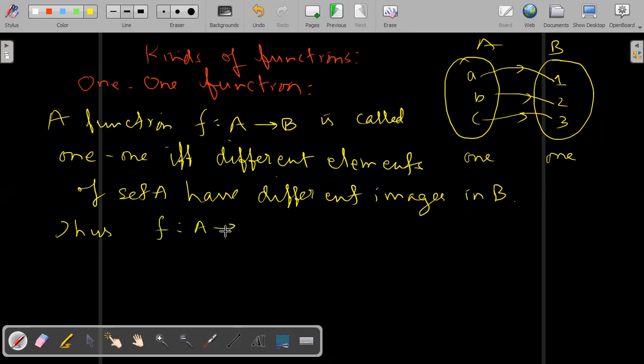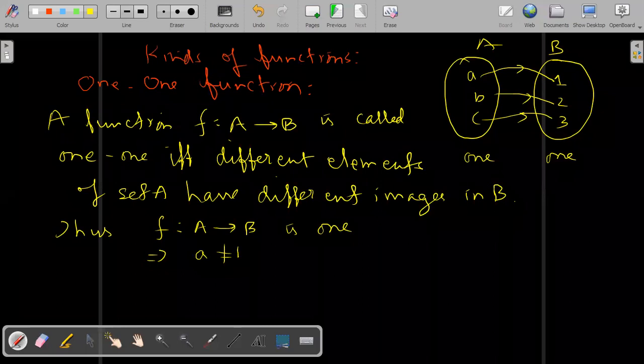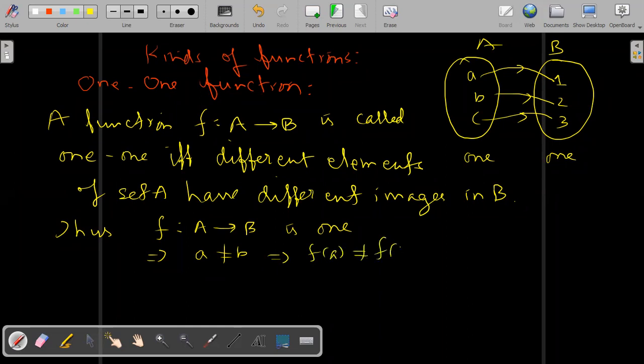Mathematically, if f is a mapping from A to B and is one-one, this implies that if a is not equal to b, then f(a) will not equal f(b), for all a, b belonging to set A. Or we can say that if f(a) is equal to f(b), this implies that a is equal to b, for all a, b belonging to A.